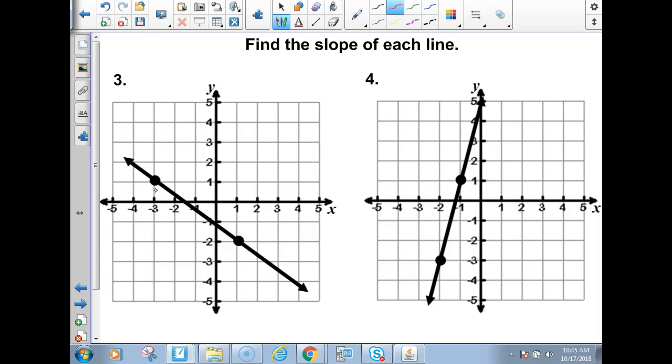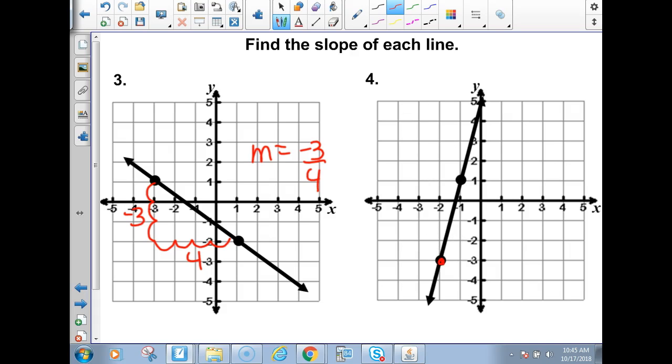Number 3, this line's going downhill, so the slope should be negative. We're going down 1, 2, 3, and that's -3 then, and right 1, 2, 3, 4. So slope M is -3/4. We always want to go down or up first.